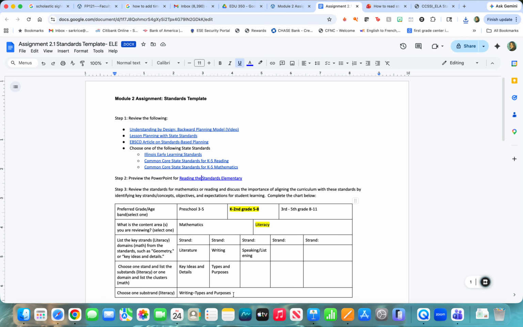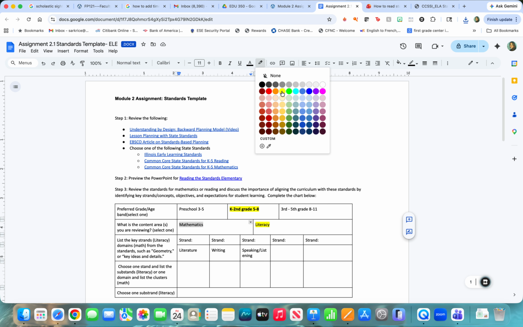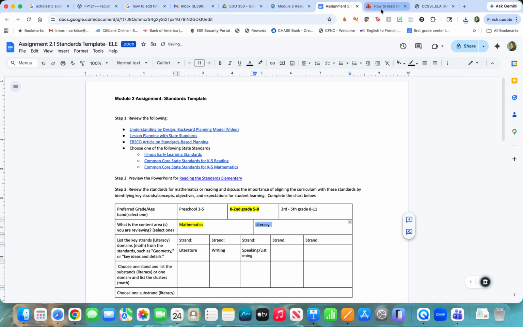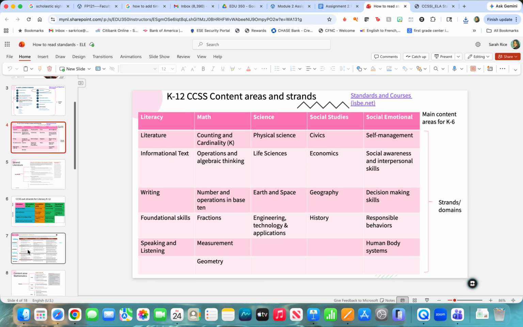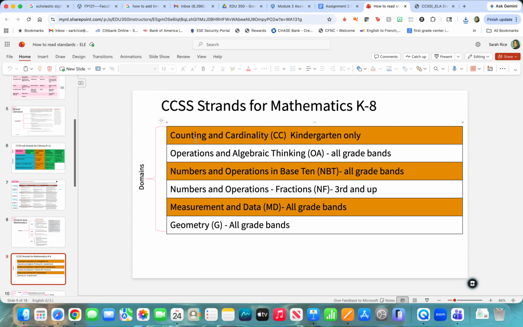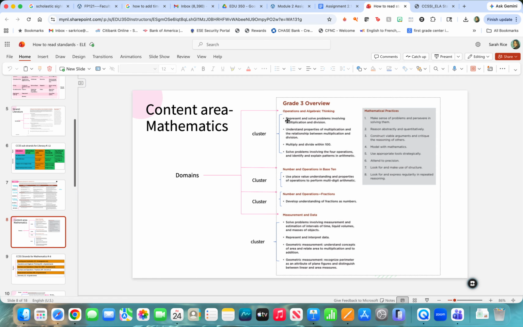If I am choosing math, then I would not do this, right? So if I am choosing math, now I'm going to choose math. I'm not going to choose literacy. And I would go down to math. And these are the domains. So counting and cardinality, which is kindergarten only, operations and algebraic thinking, numbers and operations in base 10. Here it shows, this is grade 3, for example: operations and algebraic thinking, numbers and operations in base 10, number and operations and fractions.